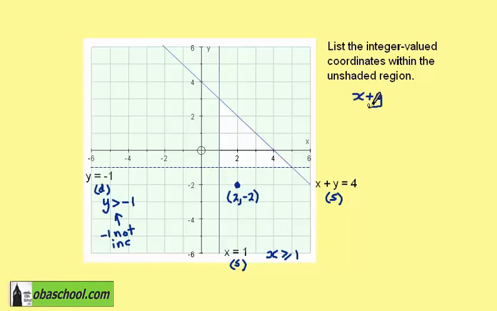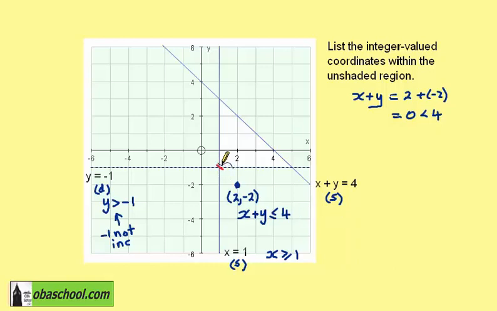X plus y is going to be 2, since x is 2, plus -2, since y is -2, which is 0, and that's less than 4. So our region is inside the inequality x plus y is less than or equal to 4. Less than or equal to, remember, since we had a solid line.